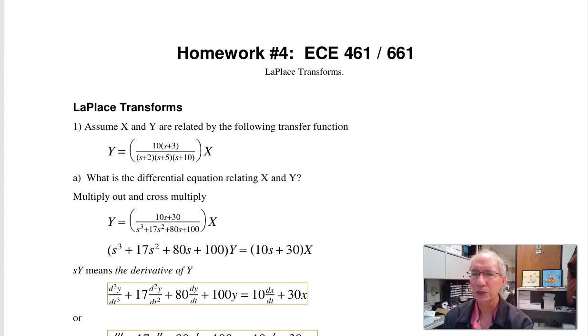Here are solutions to homework set number 4 for ECE 461 control systems. This homework set looks at Laplace transforms, basically review of signals and systems.